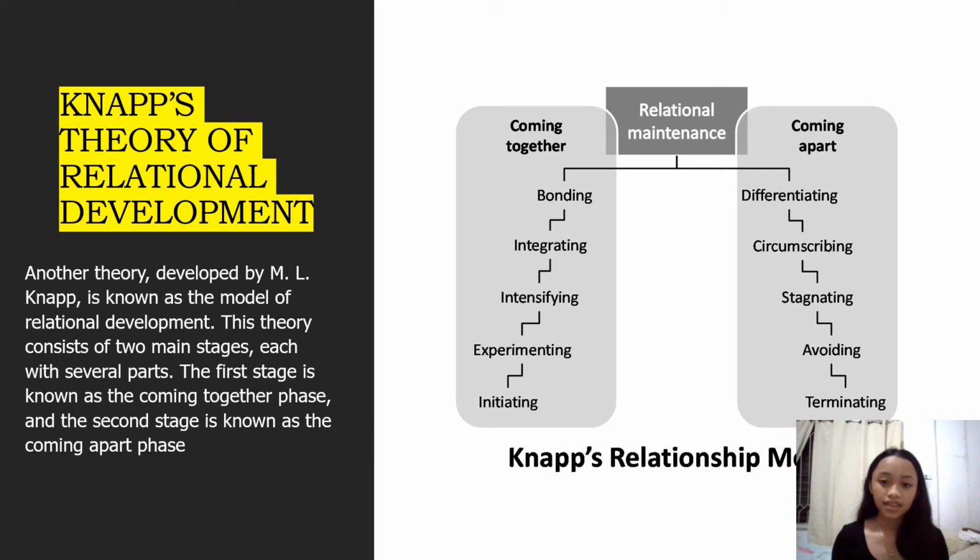Then, avoiding. When people have reached a standoff phase, nothing changes and they're hardly willing to change. And then lastly is terminating. The relationship is ended. Walang forever. Actually, between Knapp's theory of relational development and the other one, this one is kind of detailed but very long. However, the other one is very much concise.